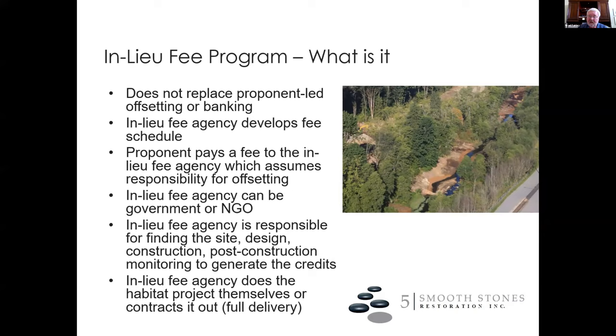So the in-lieu fee agency then takes on the responsibility. They go out, they find the sites, they do the design, they get the work constructed. They do the post-construction monitoring to generate the credits that are needed in response to the amount of money they took in. So the in-lieu fee agency does the habitat project themselves, or sometimes they contract it out through something called a full delivery mechanism, which I think is a real stroke of genius and operates in several different states. It's a very slick program where the in-lieu fee agency works with essentially the private sector to get this work done. So it's a very interesting model, and I'll speak a little bit more about it later.